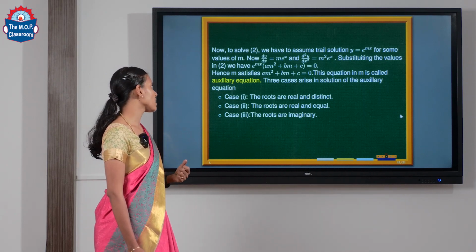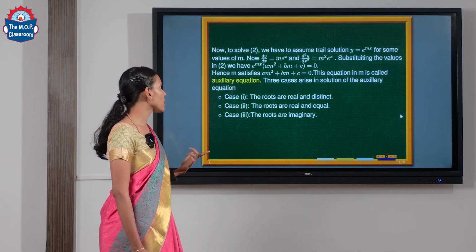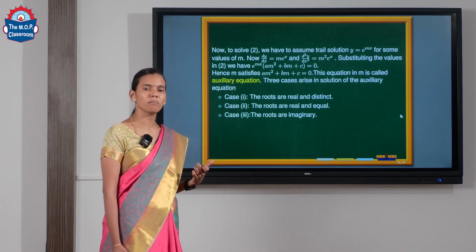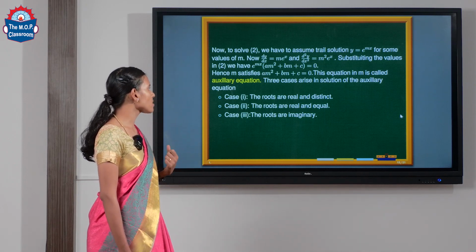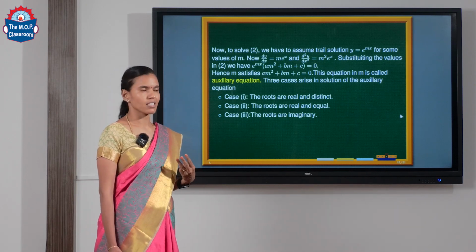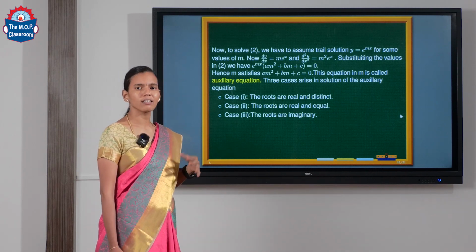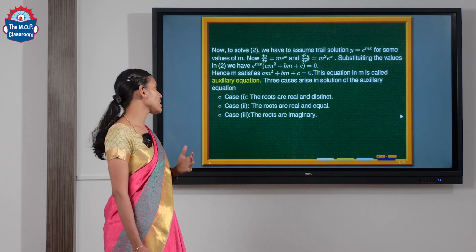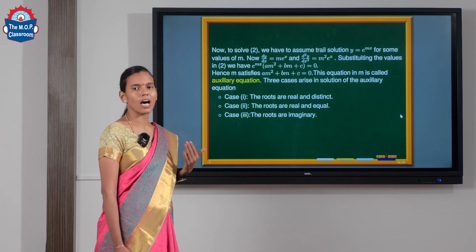Such that it satisfies the condition am square plus bm plus c is equal to 0. And this particular equation, am square plus bm plus c is equal to 0, is called the auxiliary equation. In this auxiliary equation, 3 cases arise. What are the 3 cases? The first case is when the roots are real and distinct, the second case is when the roots are real and equal, and the third case is when the roots are imaginary.